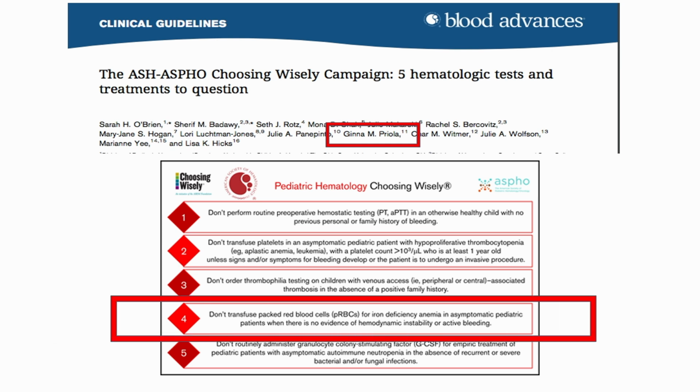But one of their key recommendations was they looked at iron deficient patients who are asymptomatic and really recommended not transfusing these patients if they were asymptomatic, if there was no evidence of hemodynamic instability or ongoing blood loss.